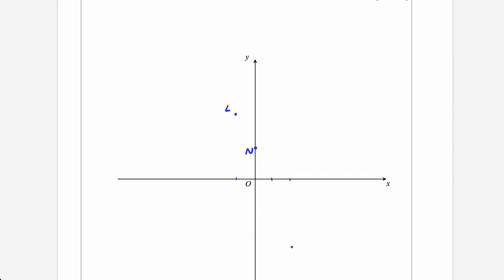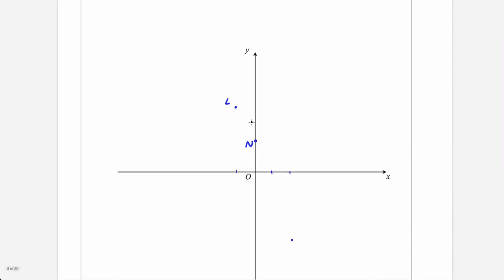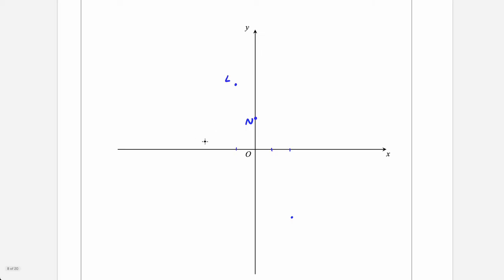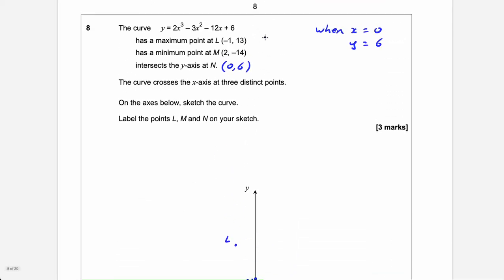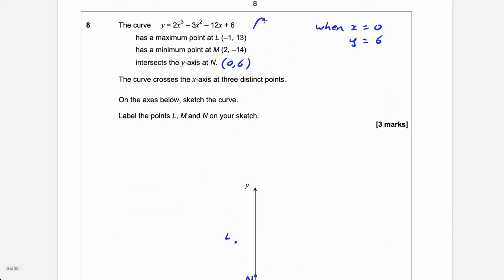Okay. Now, this is our maximum and this is our minimum. He hasn't given us a domain, so I'm just going to draw this like this. So a cubic, guys, by the way, a positive cubic goes up, then down, then up. If it was negative, it would go down, then up, then down, but it's positive. So it goes up, down, up.